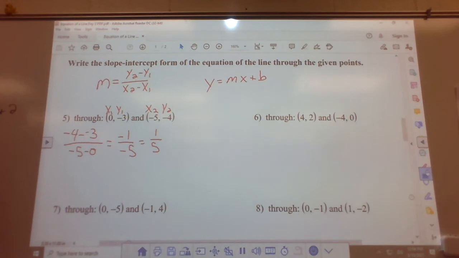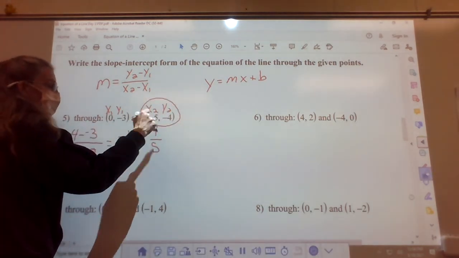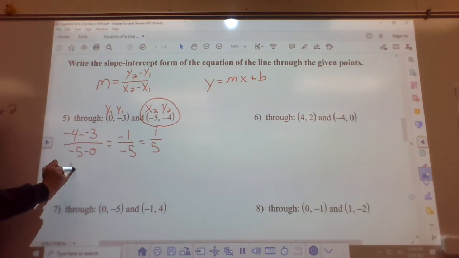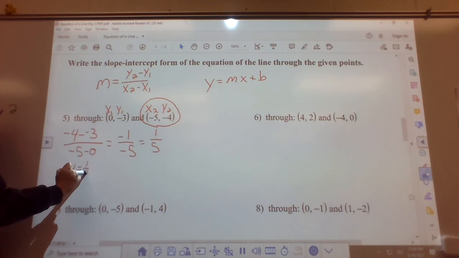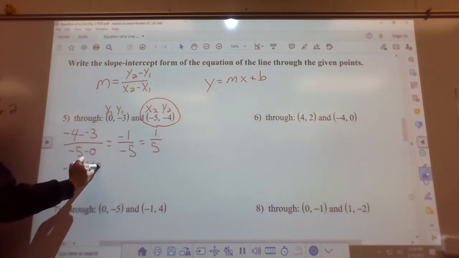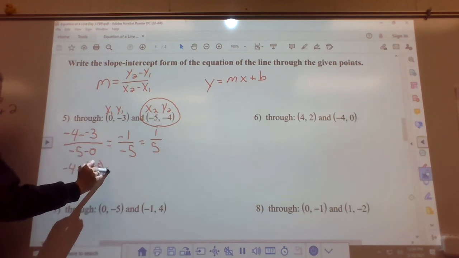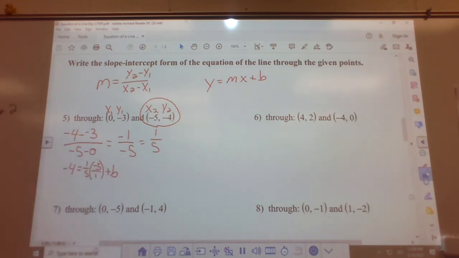Negative 5, negative 4. So I'm going to use this one. So this is the one I'm going to plug in. So y was negative 4 equals m, that's what we just found, times x, negative 5, I'm going to make it a fraction, plus b. So pick either point. They're going to get you to the same place in the long run.